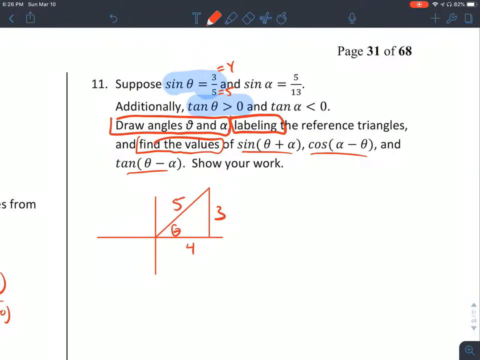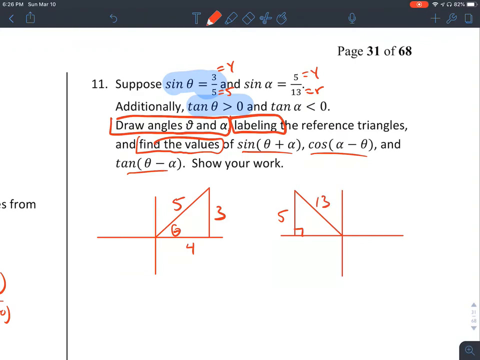Alpha, also once again, alpha could be in quadrant 1 or 2 because the y value is positive 5. It has to be in quadrant 2 because it says tangent of alpha is negative. That means that the signs for x and y have to be different.